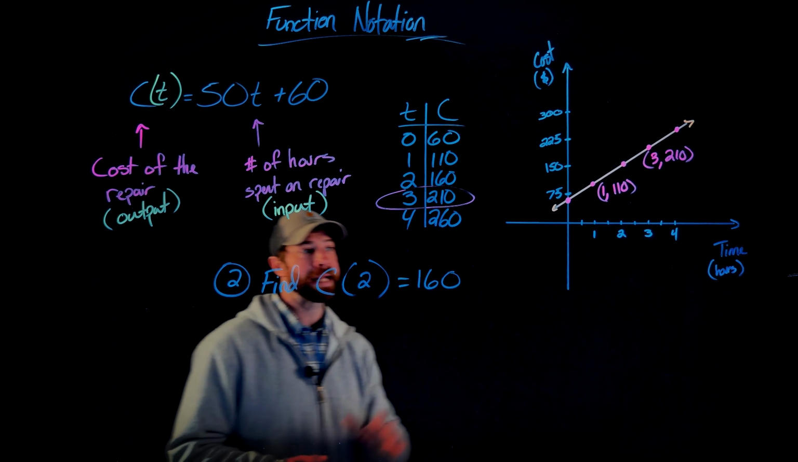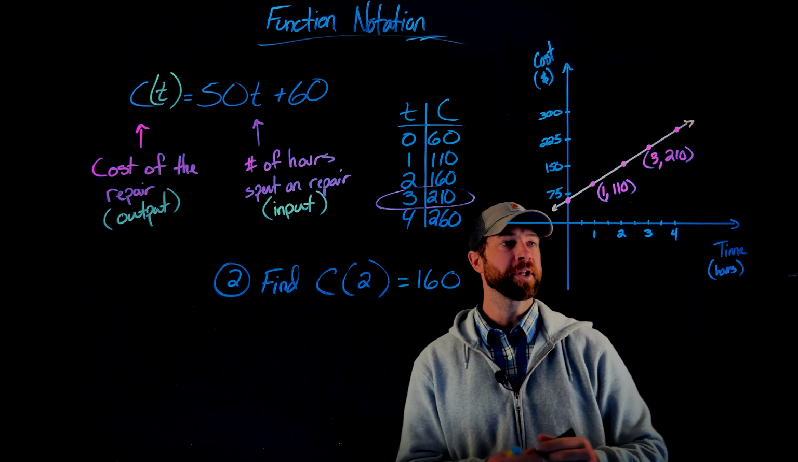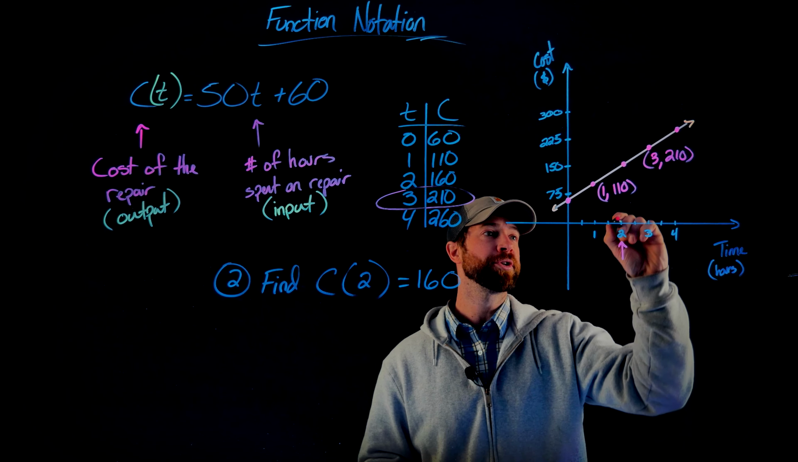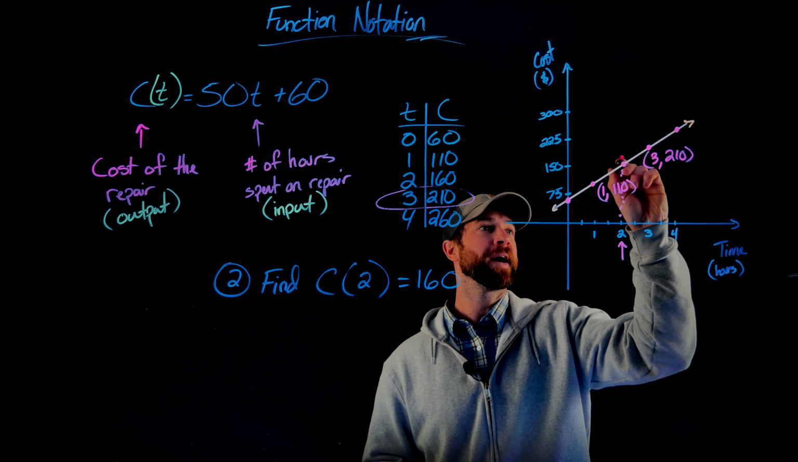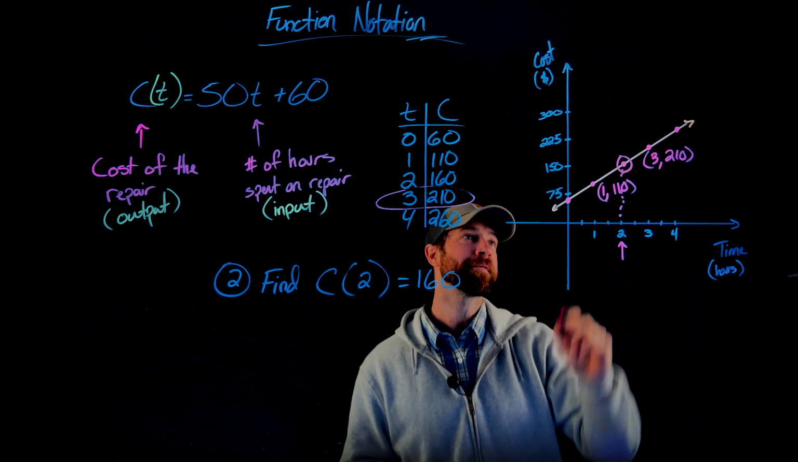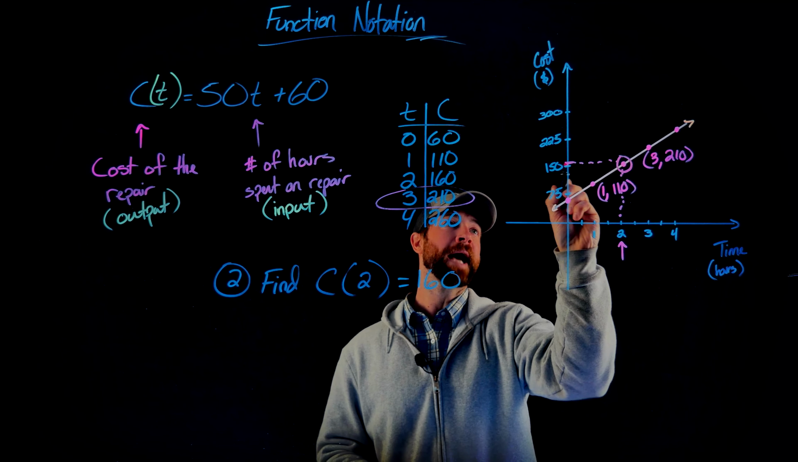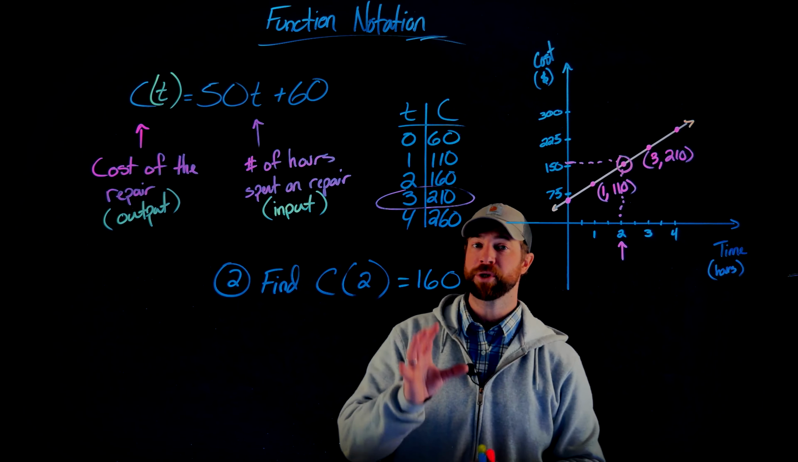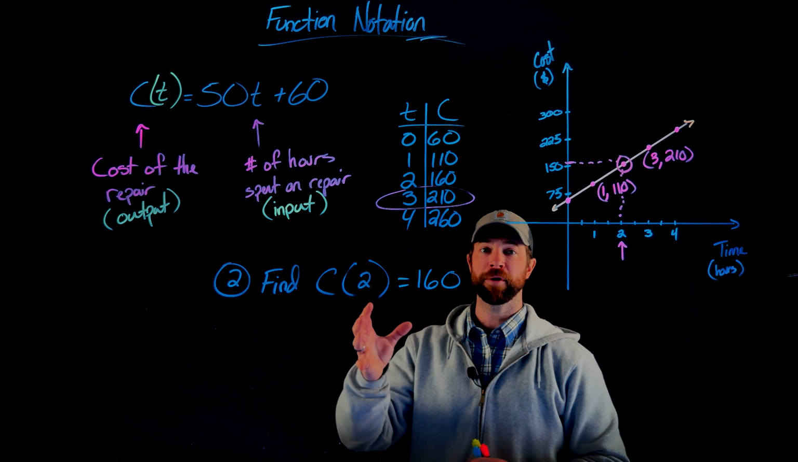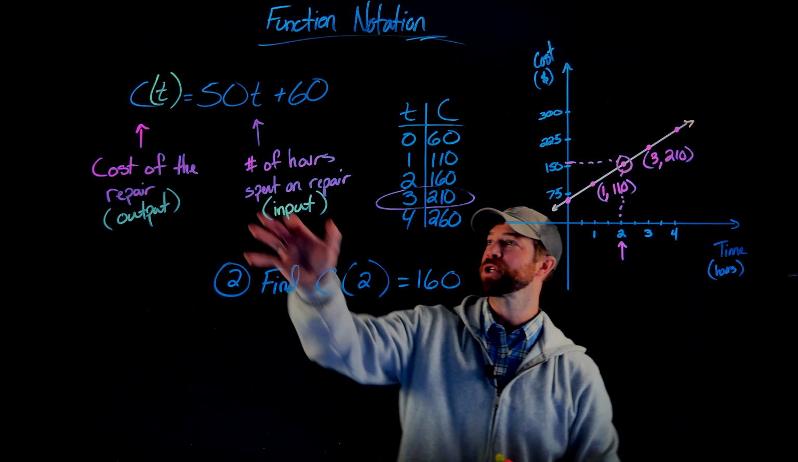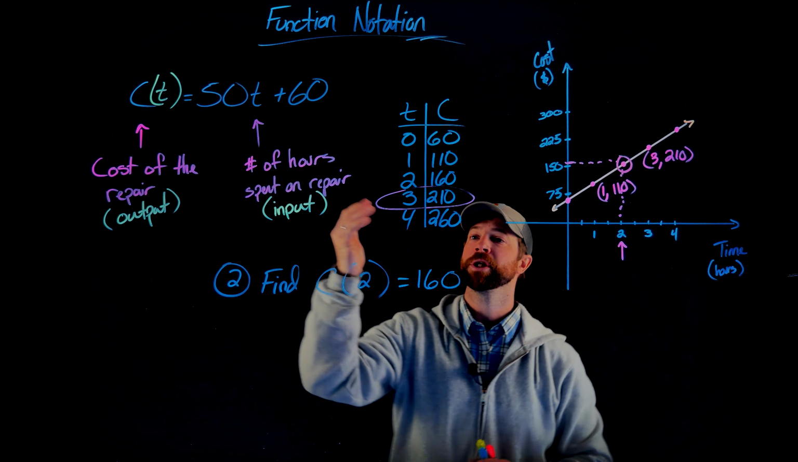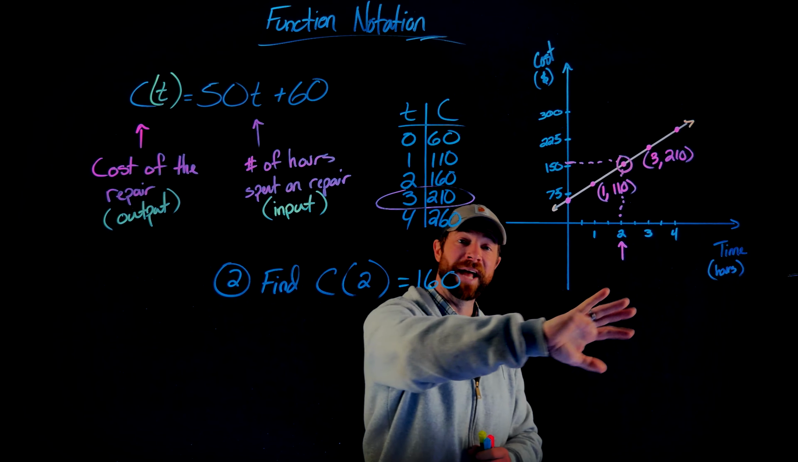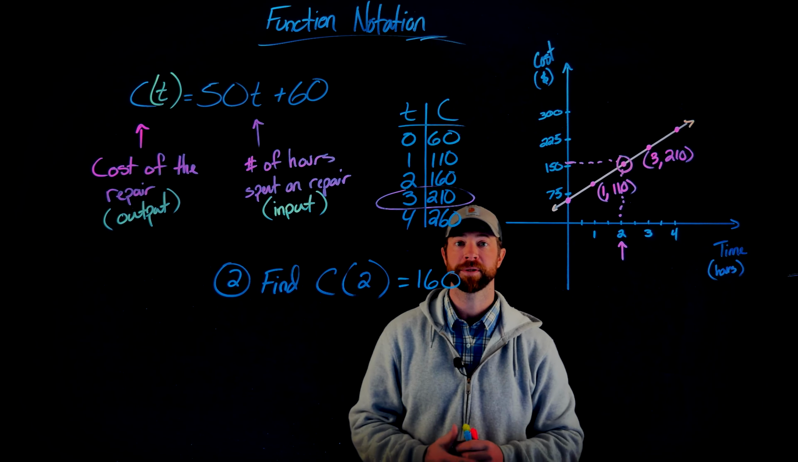Another way I could do that is graphically. Graphically, I could go to a t-value of 2 here, find out where this value intersects my graph, and find out that this outputs a value of 160. It's really important to understand the link between all of these versions. The function notation, the original equation definition, the table of values, and the graphical representation of functions.